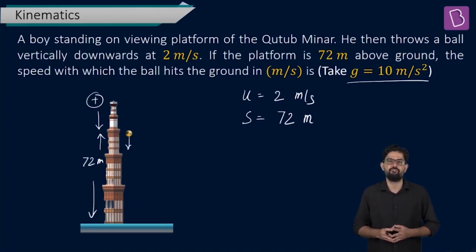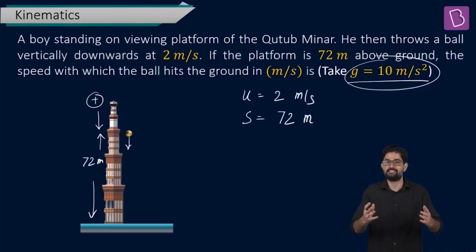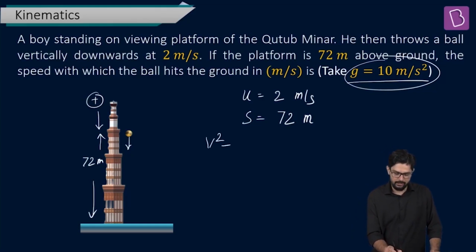Now, which equation of motion can you use here? Or can you use equation of motion or not? Well, you can use equation of motion when the acceleration is constant. So in this case, acceleration is constant, which is g. So you can use the equation of motion. So out of the three equations of motion, which one are you going to use to find out the final speed? Well, yes, the third equation of motion, which says v squared minus u squared is equal to 2 into a into s.